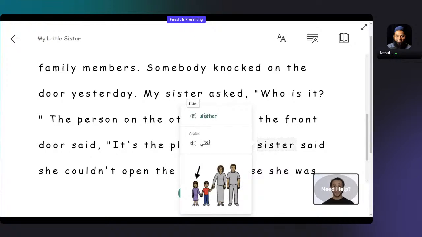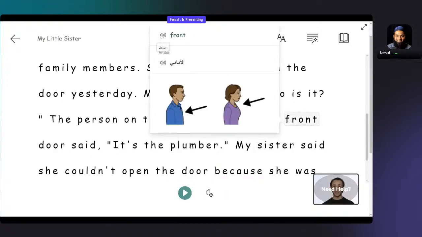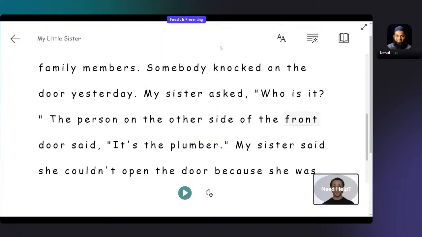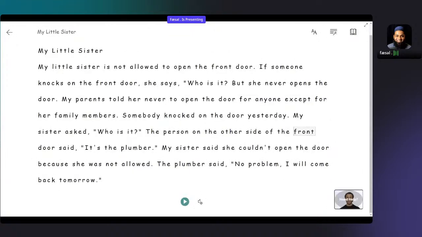Sister. Okay. Front. So it also comes with a picture dictionary. You can see the picture, what it means. Now I'm going to tell you more about it. Let me zoom out a little bit.